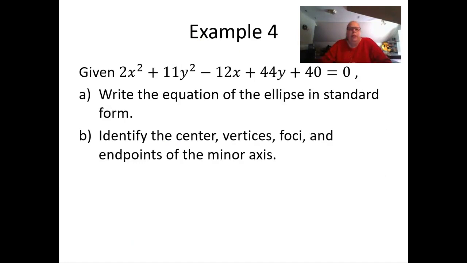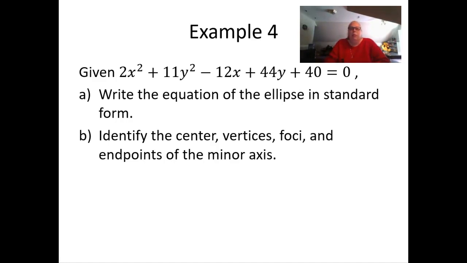Example 4: given 2x squared plus 11y squared minus 12x plus 44y plus 40 is equal to 0. Part A, write the equation of the ellipse in standard form. And Part B, identify the center, vertices, foci, and endpoints of the minor axis.